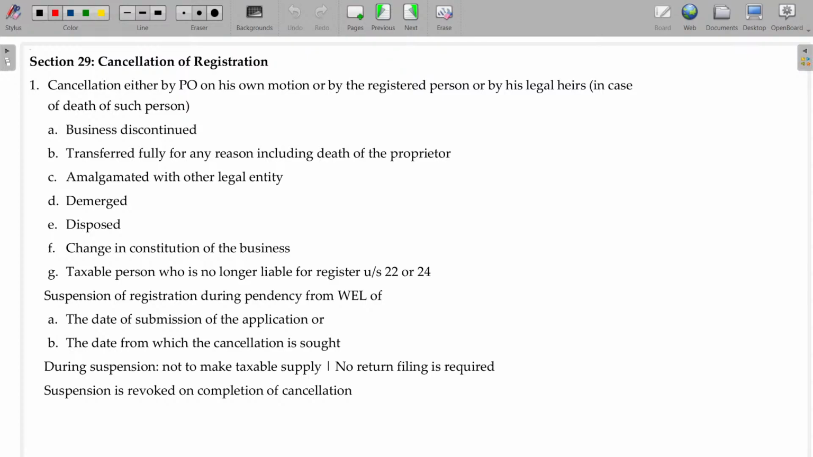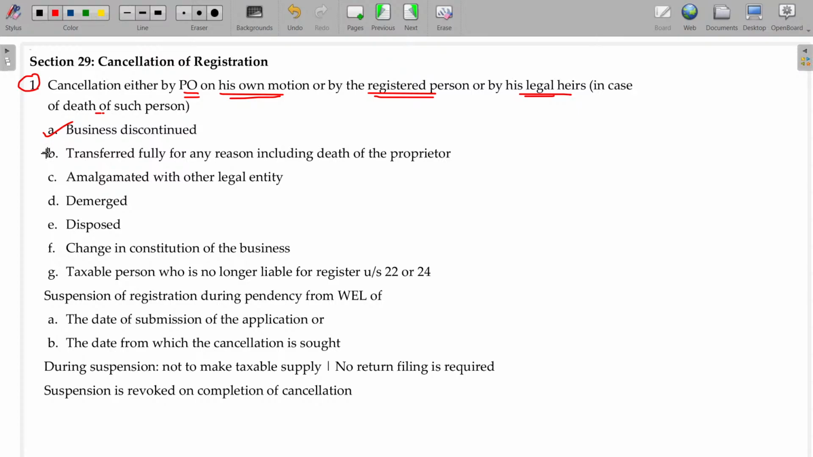Or the owner may have died, and instead of him, his representative may apply for cancellation. Or the business remains discontinued for a longer period, then what happens? The proper officer may also cancel. These are the genuine cases. Cancellation can be done either by the proper officer on his own motion, or by the registered person or his legal heirs, in genuine cases, such as in case of death of such person.